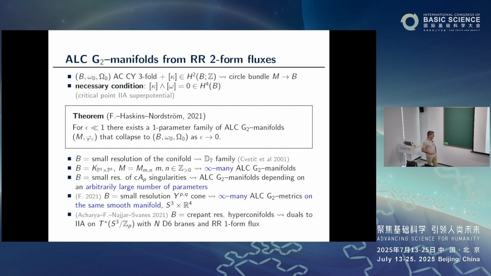And then in a physics paper with Bobby Acharya, Marwan Najjar, and Eric Svanes, we studied more Kreppel resolutions of hyperconifolds. That is what this condition gives you, and thinking of the physics of these as dual to a theory on some sort of T star over some length space with branes, etc.